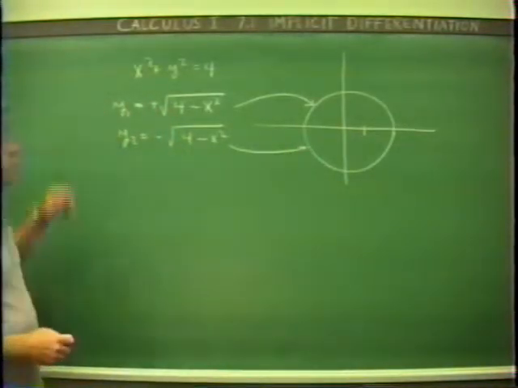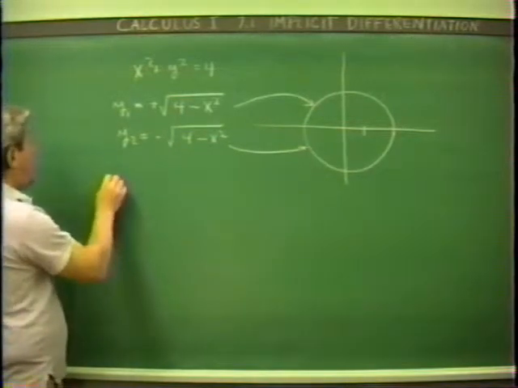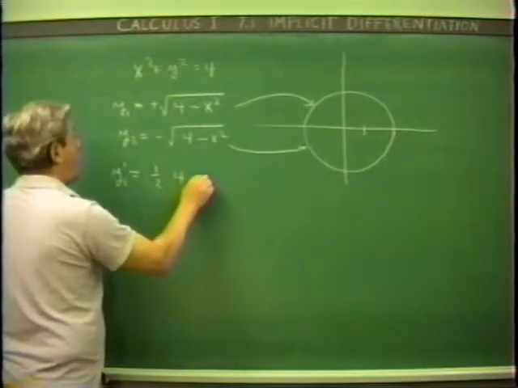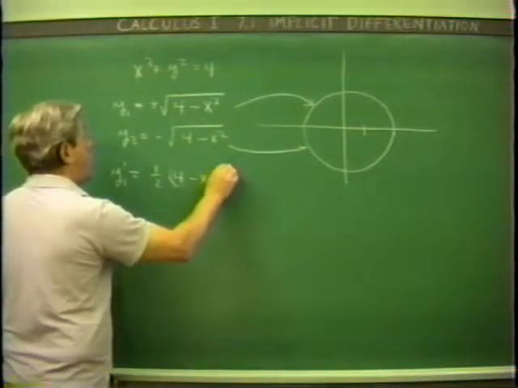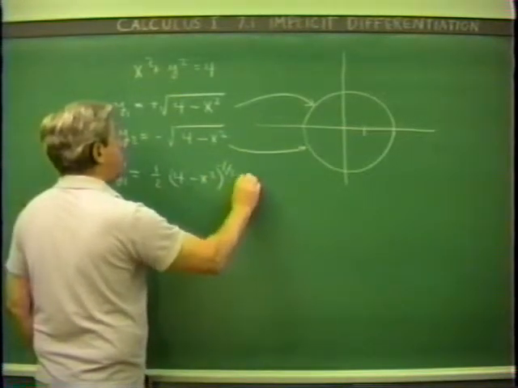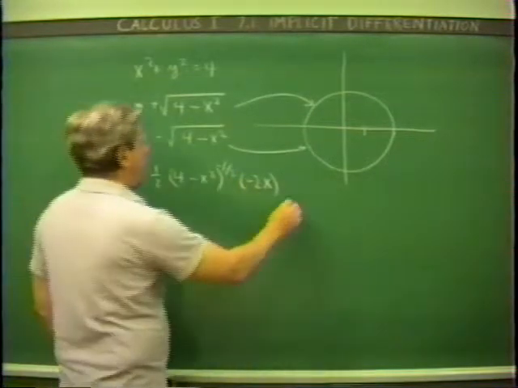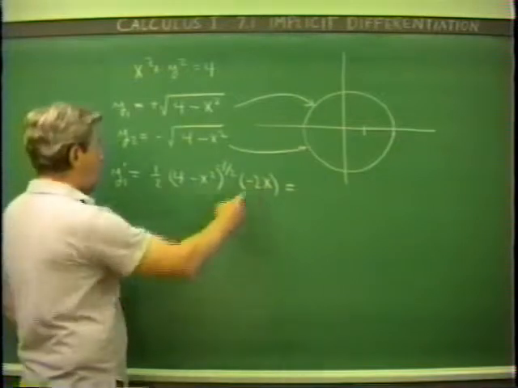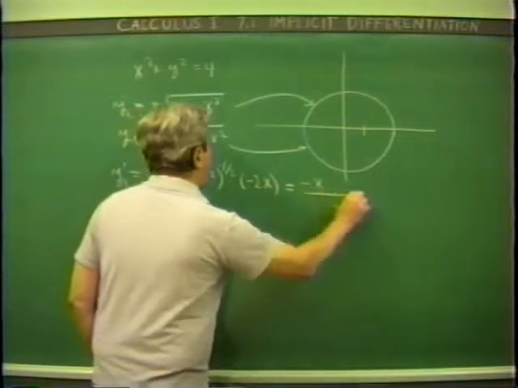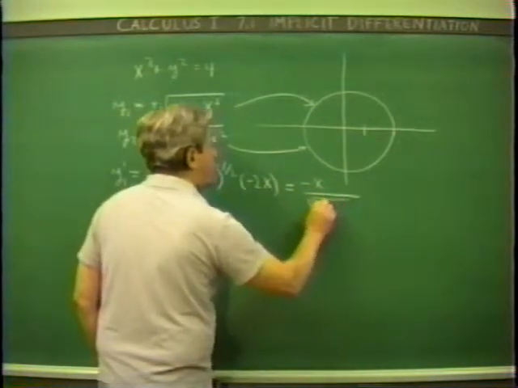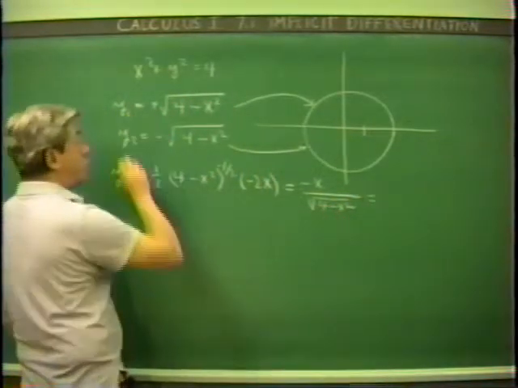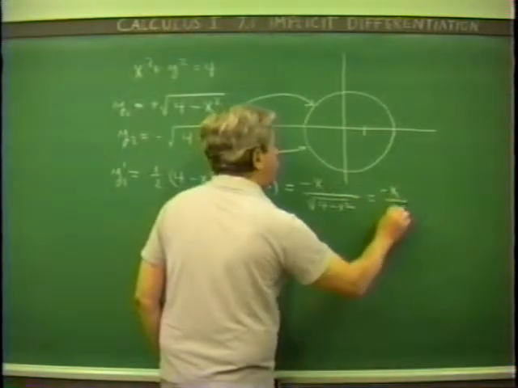Now, if you differentiate either of these two functions, you do so as follows. The derivative of y1 is equal to 1 half times 4 minus x squared to the minus 1 half, times the derivative of 4 minus x squared, which is minus 2x. That's to say, canceling the 2 and the half, this is equal to minus x divided by the square root of 4 minus x squared. Or, since the square root of 4 minus x squared is y1, this is equal to minus x over y1.